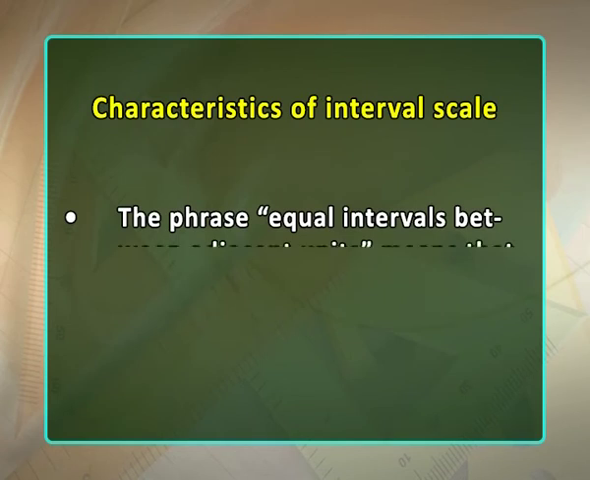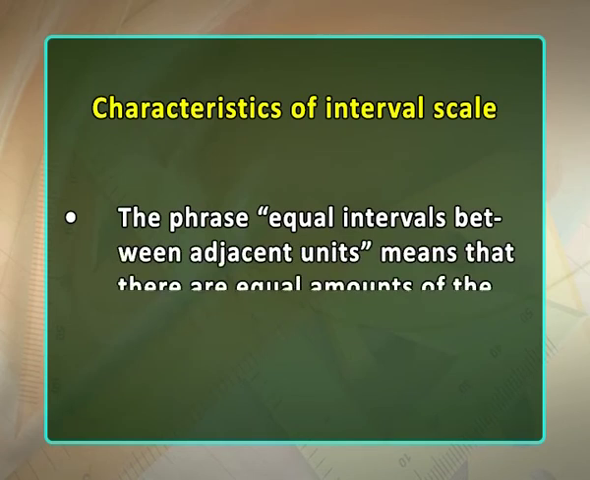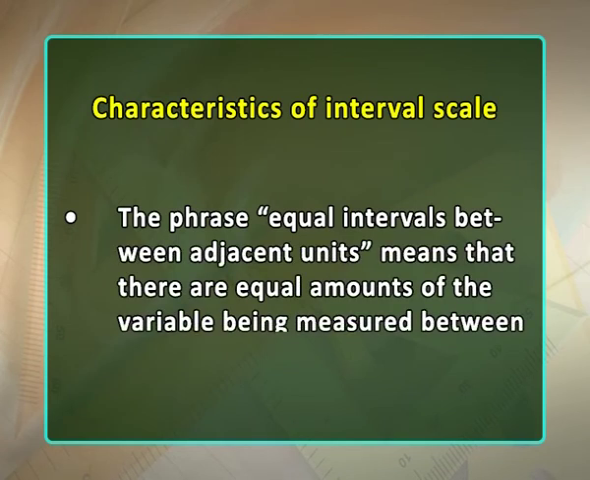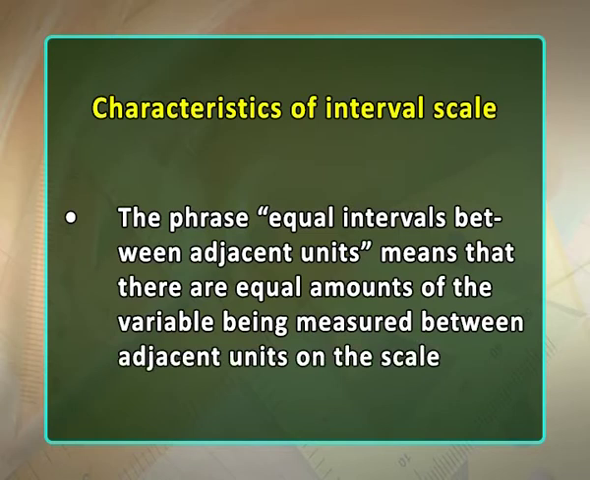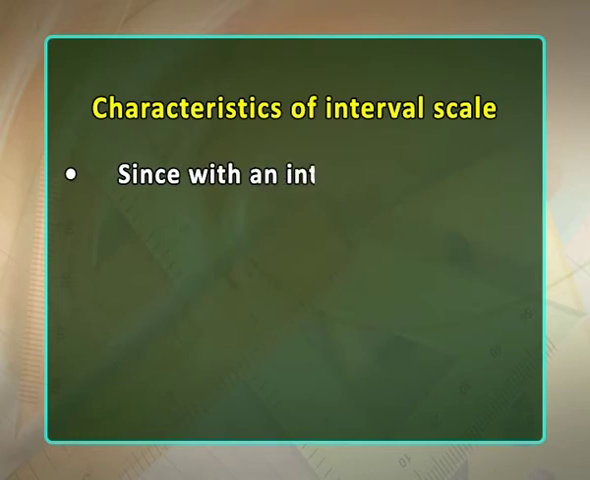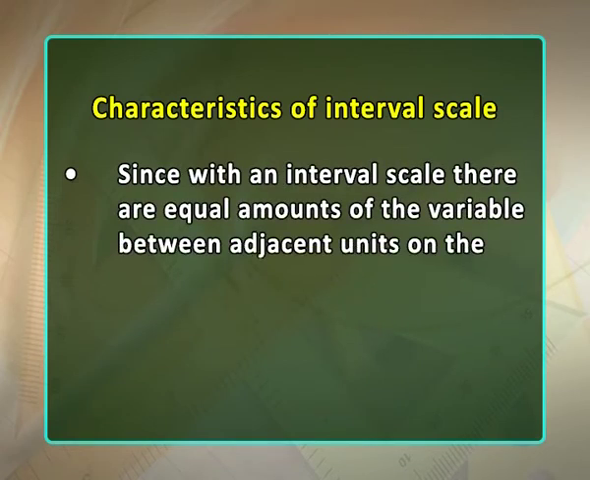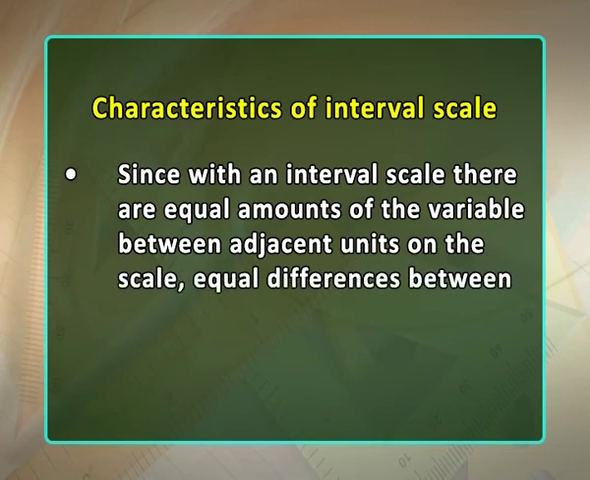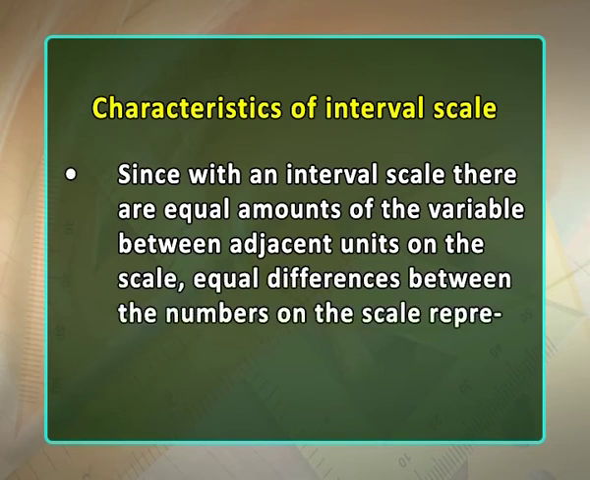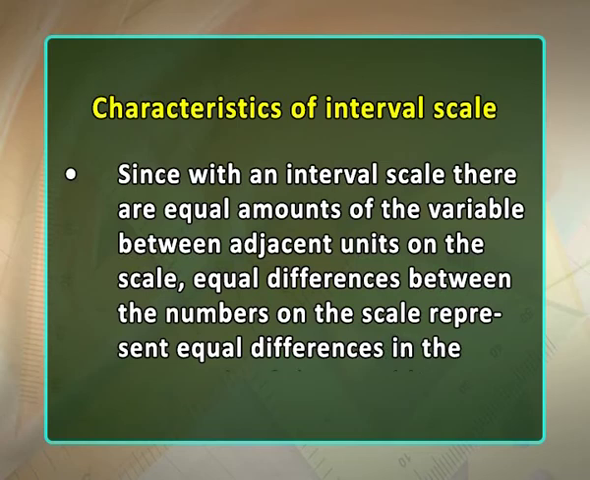Fourth, the phrase equal intervals between adjacent units means that there are equal amounts of the variable being measured between adjacent units on the scale. Fifth, since with an interval scale there are equal amounts of the variable between adjacent units on the scale, equal differences between the numbers on the scale represent the equal differences in the magnitude of the variable.